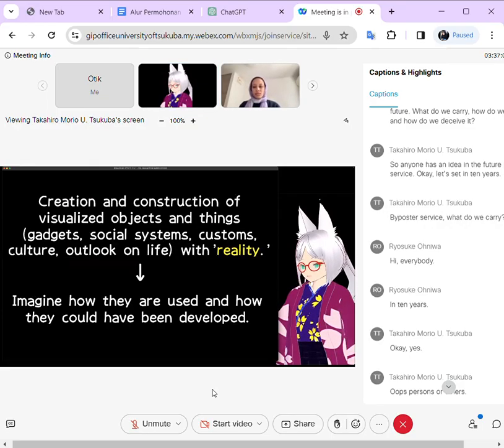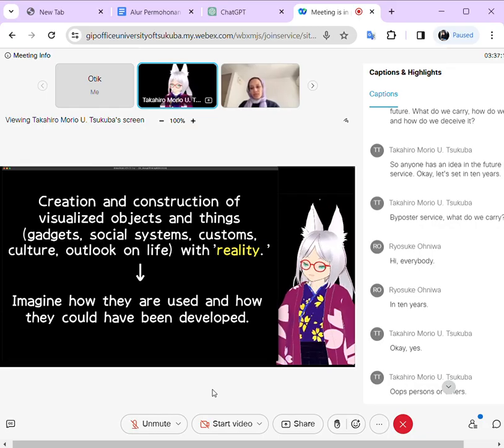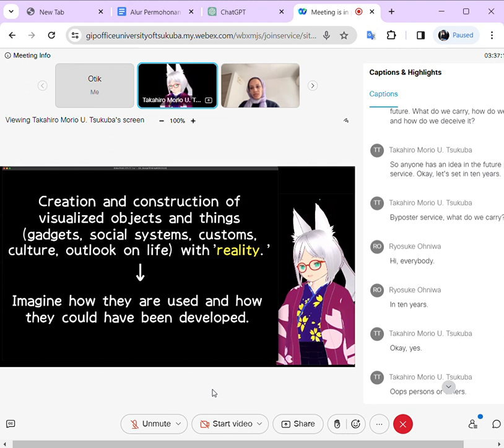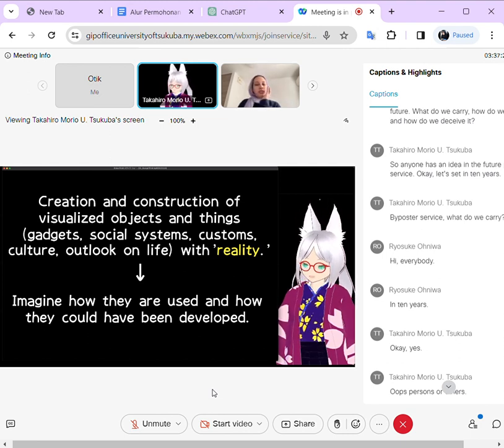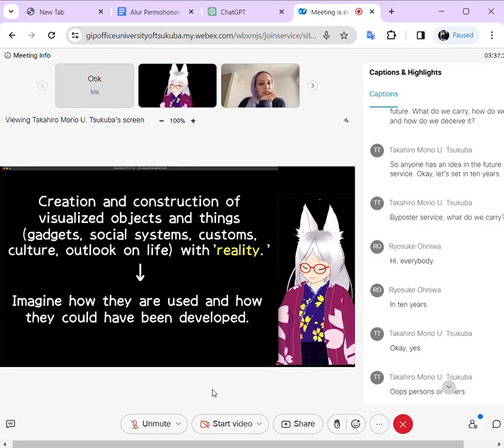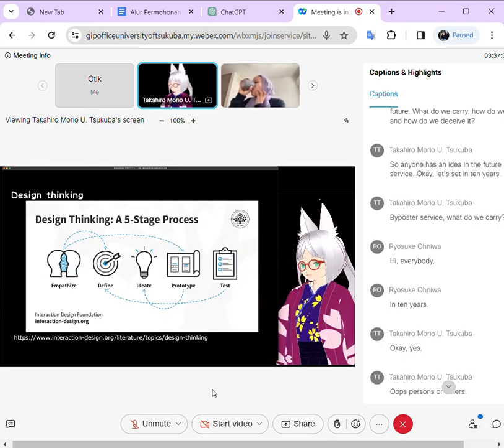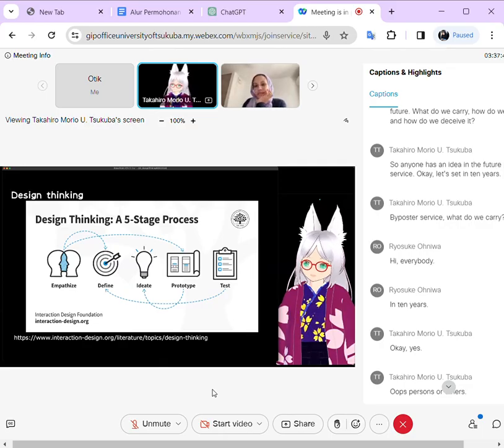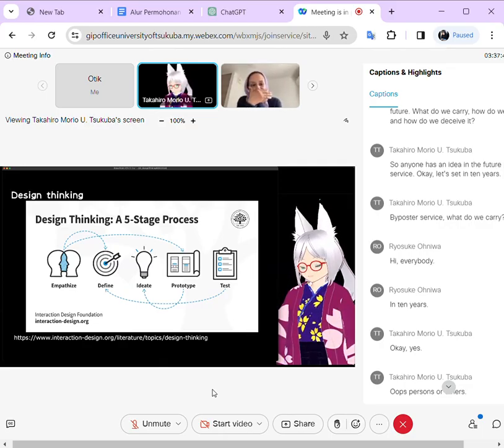By creating the construction of visual objects and things with reality is very important. Imagine how they are used and how they could have been developed, like the history of the car. And also the user interface. Designing a user interface is a very important point. To set such devices with complete visuals, design thinking will help you.